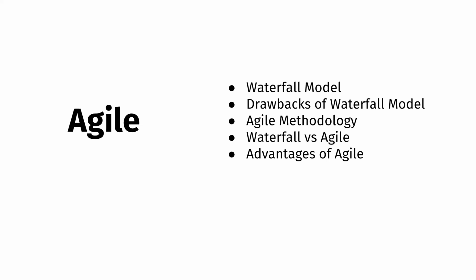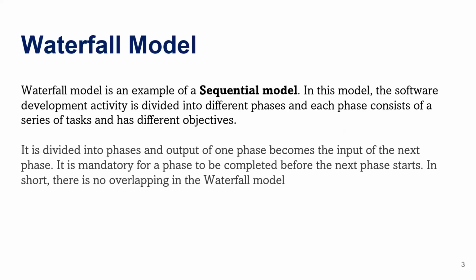First we will see what exactly the waterfall model is and what drawbacks we face in the case of the waterfall model. So let's start with the waterfall model. The Agile model and the waterfall model are approaches we follow to develop any software. The waterfall model is an example of a sequential model. From the name, it's like a waterfall. Sequential means one by one. We have multiple phases and we need to complete them one by one.